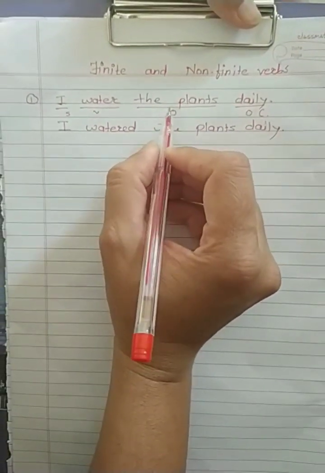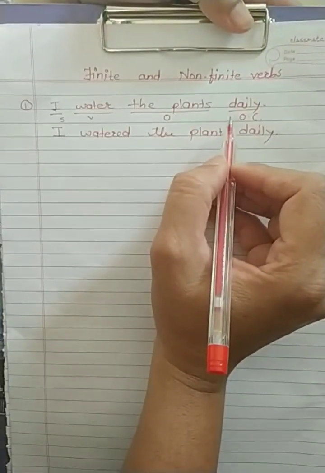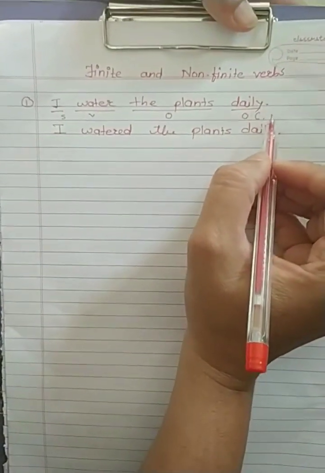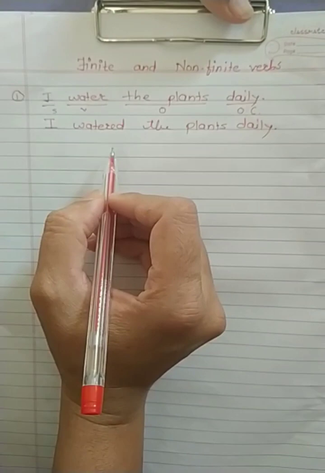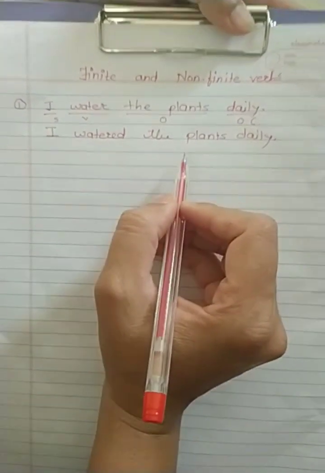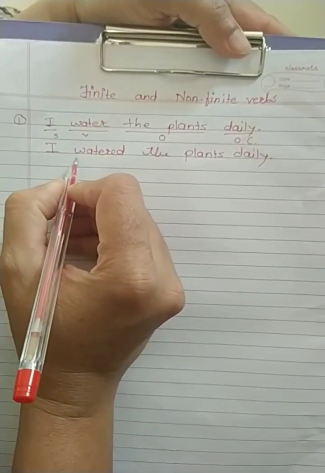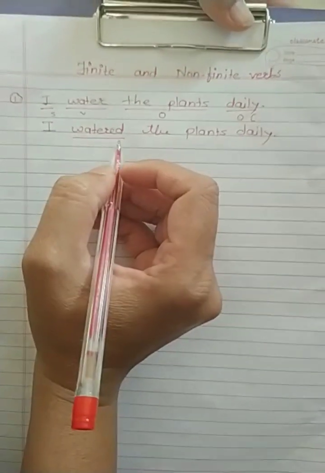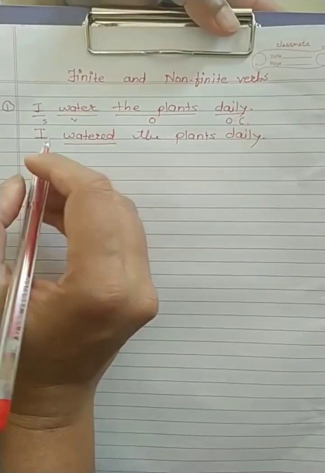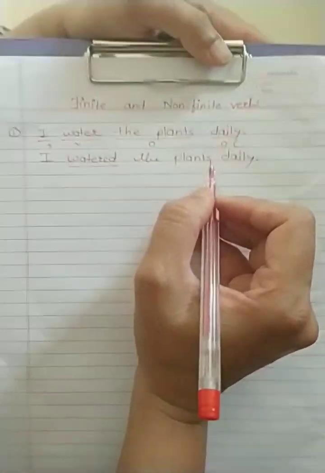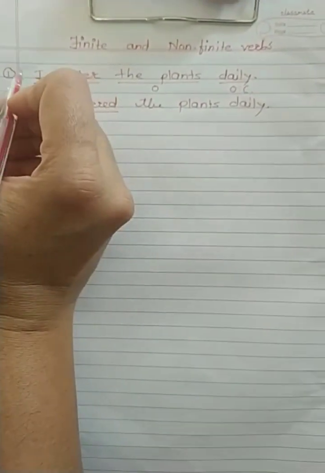I'll explain to you what is a finite verb. I water the plants daily. This sentence is in simple present tense. If I change it to simple past tense, it will be: I watered the plants daily. Here there is a change in the verb. If I change the same sentence to simple future tense, it will be: I will water the plants daily. Here the verb is changing as per tense.